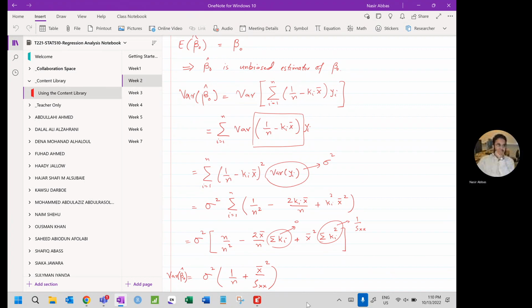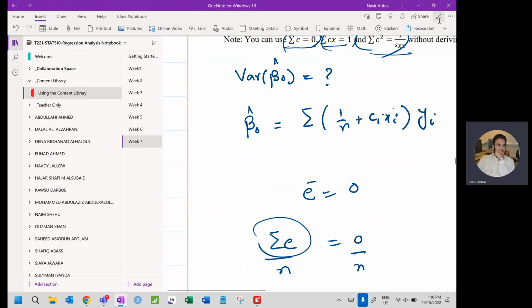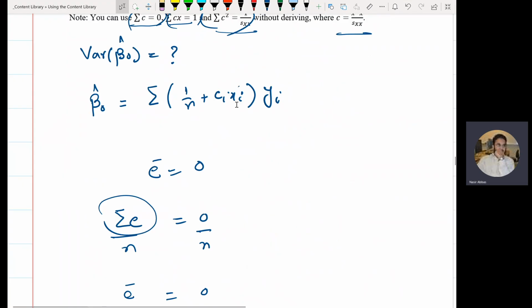Yes. In the exam, this is what you need to proceed with and end up with this result at the bottom. This is required. Okay, let us move on to question number 2.